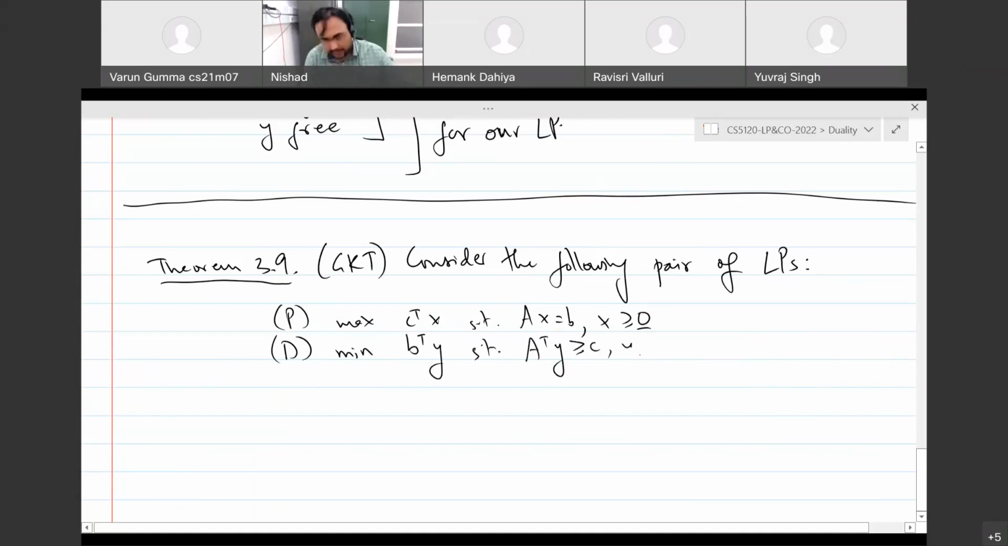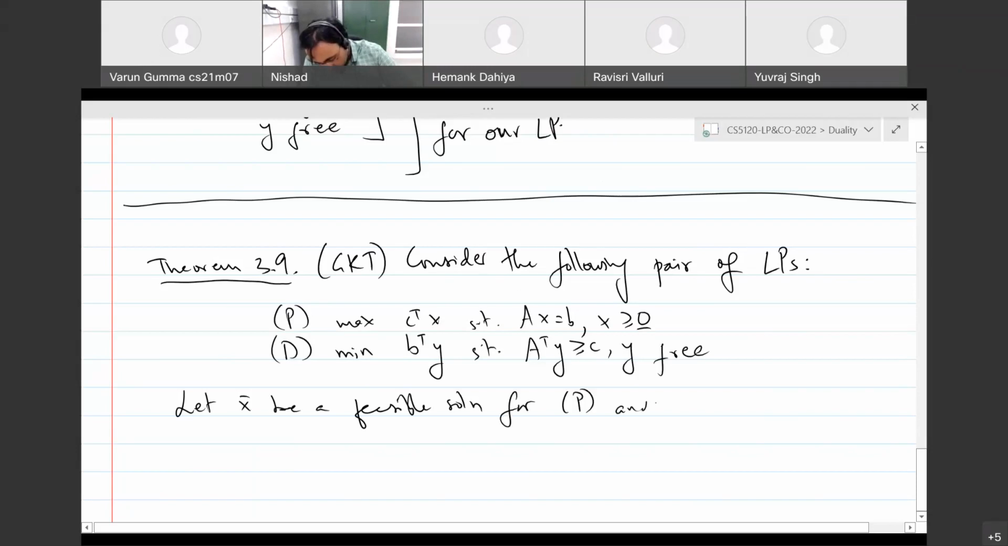And generally, I write down the free variables explicitly. But you don't need to write it. You can just omit y free. And so the claim is that let X bar be a feasible solution for the primal LP and Y bar a feasible solution for the dual LP. Then C transpose X bar is less than or equal to B transpose Y bar.